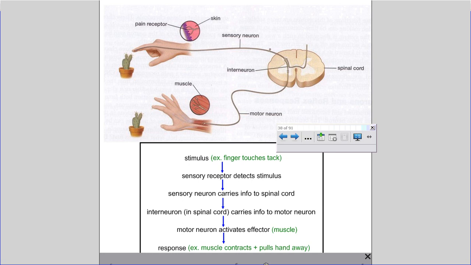The point of this is to pull away from something that's harming you before much harm is done. Because the message doesn't have to go up to the brain and be interpreted, it can happen really fast. So that's how your reflex works. This other line here shows that there's another interneuron that's going to carry a message up to the brain and let the brain know what's going on. But the first message would reach your muscle and you'd pull away before the other message even gets to the brain. So we tend to pull away before we actually register that something hurts and say, ow.